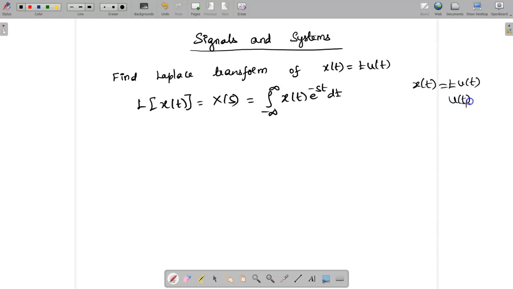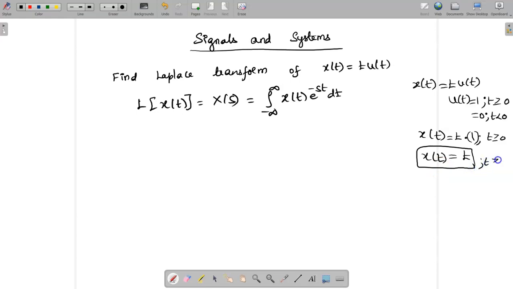We know that u of t value is 1 for t greater than or equal to 0 and it is 0 for t less than 0. So I can write x of t as t into 1, because u of t value is 1, but 1 exists only for t greater than or equal to 0, right? So t into 1 is nothing but t. So x of t is t, but this value exists only for positive values of t, that is t greater than or equal to 0. So using this, let us substitute in the general formula of Laplace transformation.